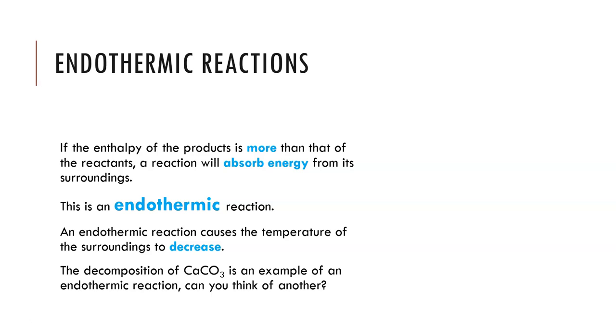For an endothermic reaction, the enthalpy of the products is more than that of the reactants. So the bonds within the products have actually absorbed energy from the surroundings. This is an endothermic reaction because energy is being absorbed from the surroundings. The temperature of the surroundings decreases, so it gets colder. Decomposition of calcium carbonate is an example of one of these reactions.